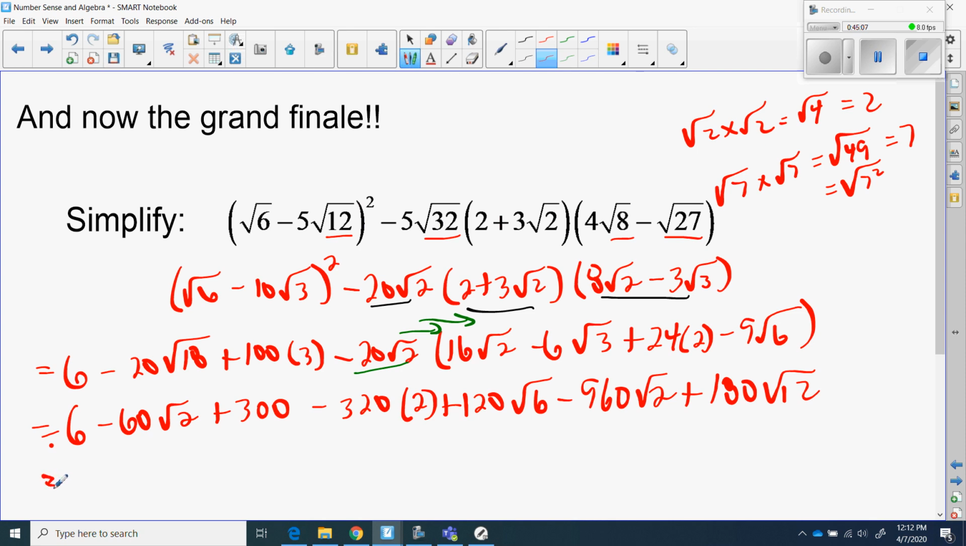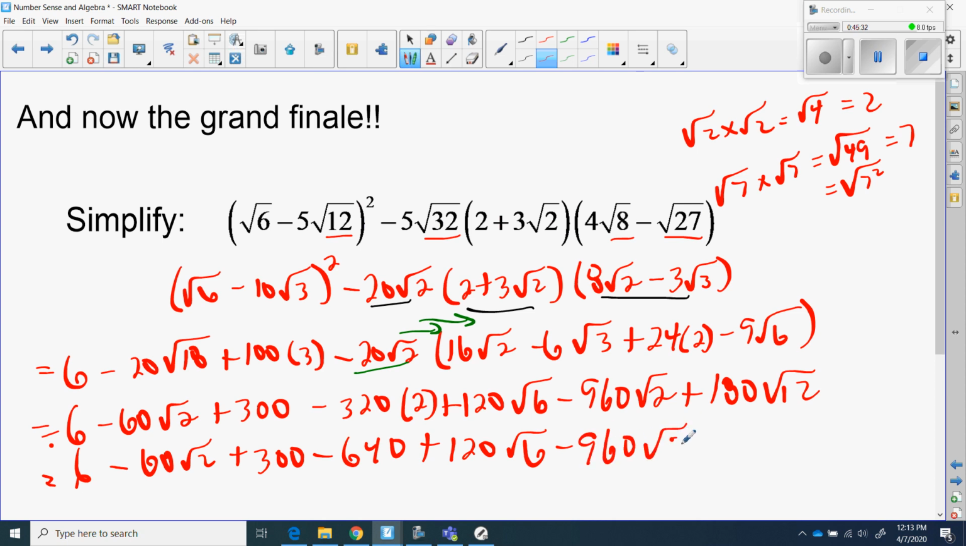We've got 6 minus 60 radical 2 plus 300. I'm not really doing much here with those at all. So I'm going to multiply these together. That's take away 640 plus 120 square root 6 minus 960 square root 2. Now the square root of 12 we said is 4 times 3. And the square root of 4 is 2 times 180. So that's going to be plus 360 square root 3.